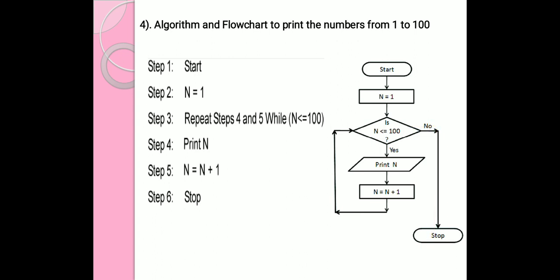And the next algorithm is the algorithm and flowchart to print the sum of the first n natural numbers. What are the natural numbers? 1, 2, 3, etc.